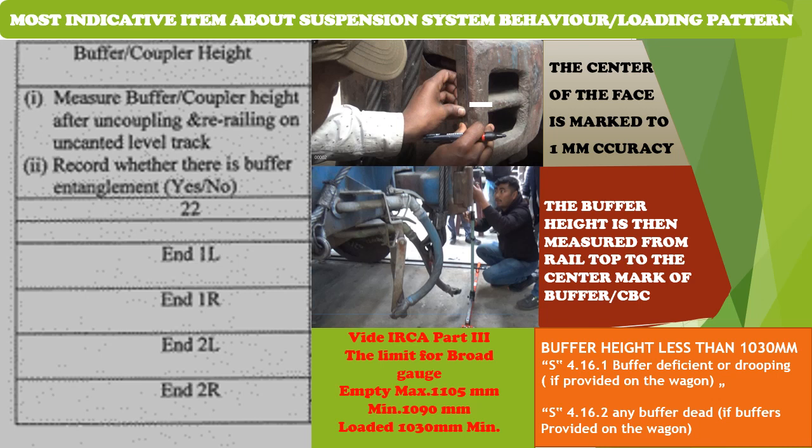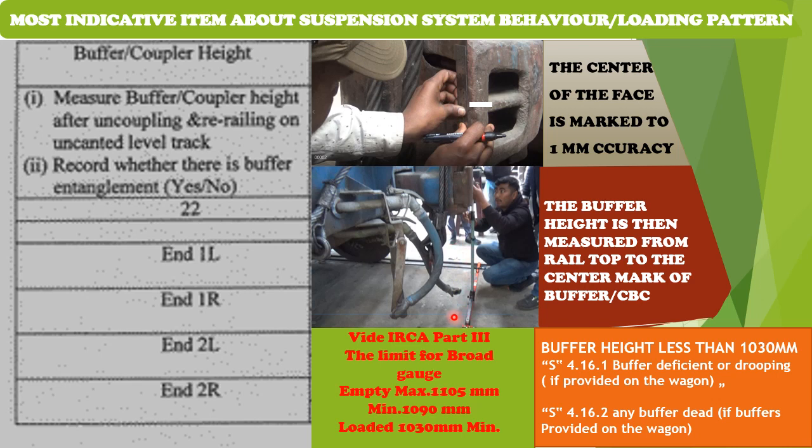So we switch over to column 22 of the proforma, which is buffer or coupler height. So there are two types of buffers, end buffers and center buffer coupling. So in the picture we have the center buffer coupling, and this is, first of all I would say, the most indicative parameter which indicates the wheel diameter, which indicates the loading pattern, which indicates the suspension system. So what we do is we mark the center of the CBC, and then with this gauge we record the height from rail level. So this way we take the height.